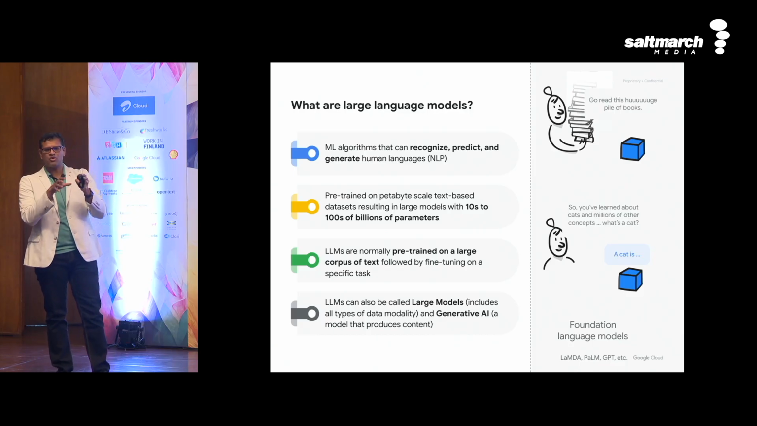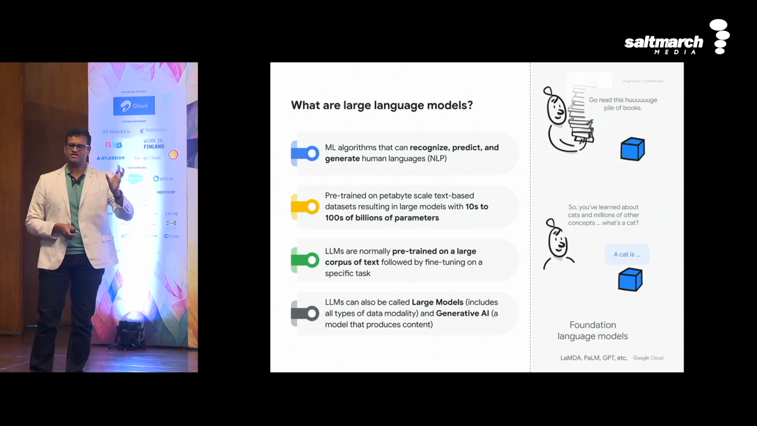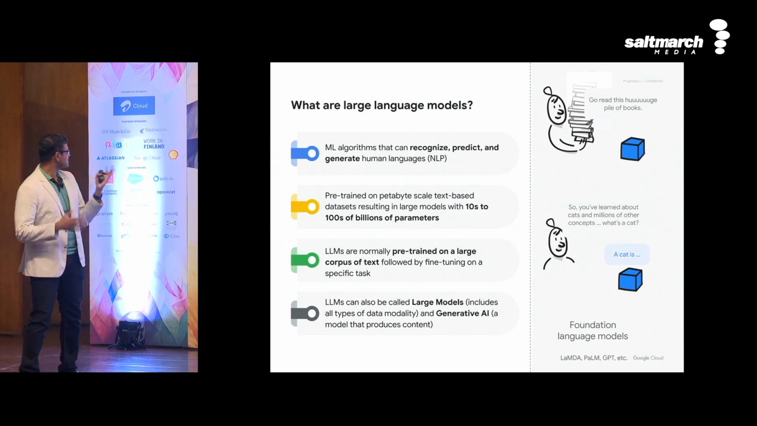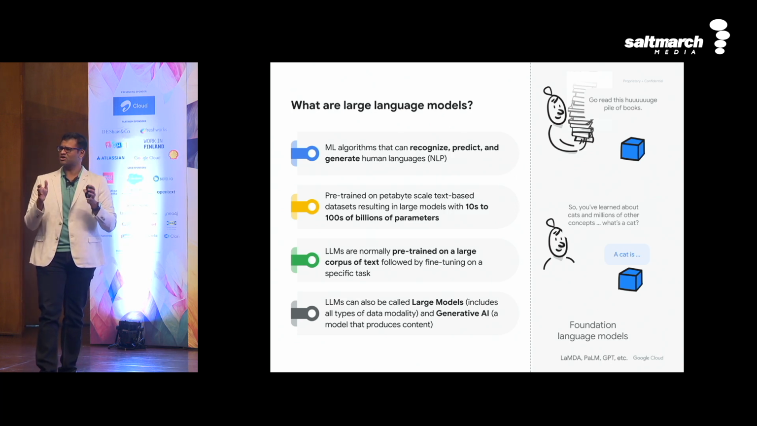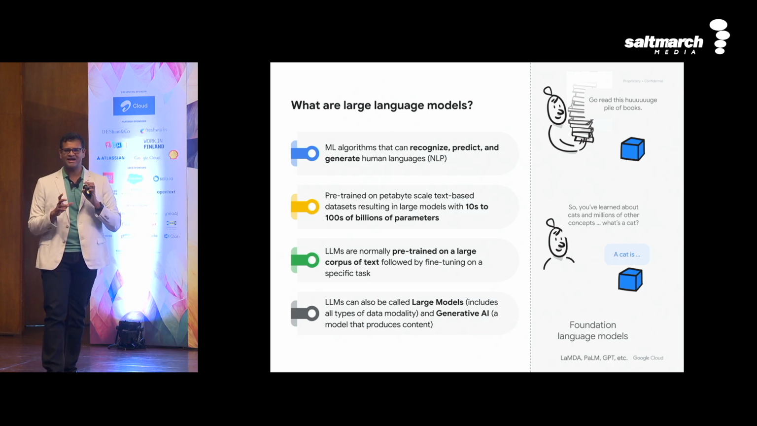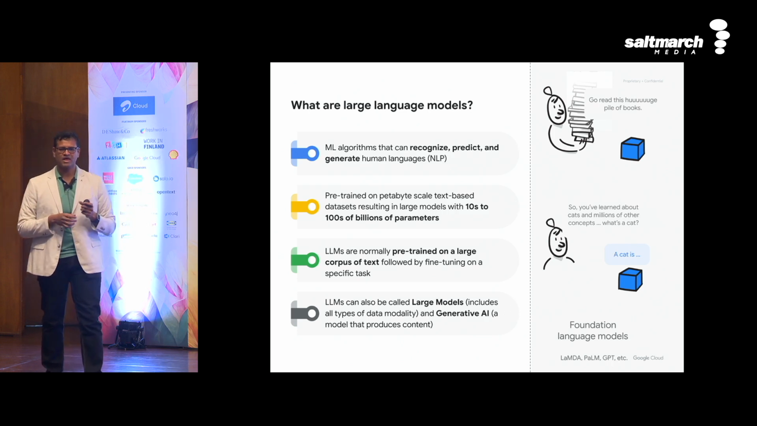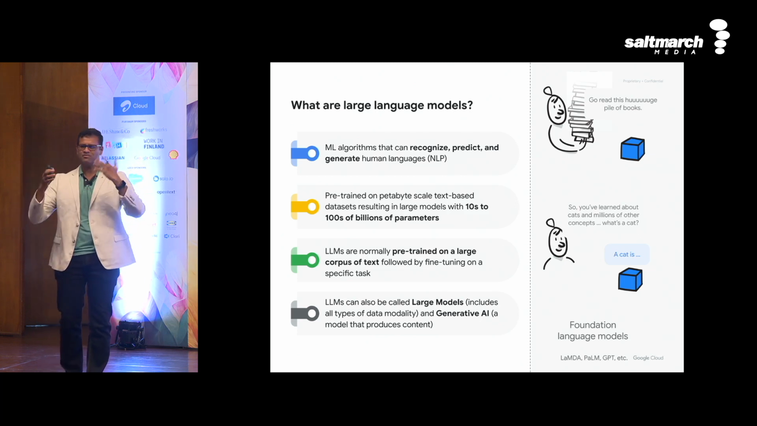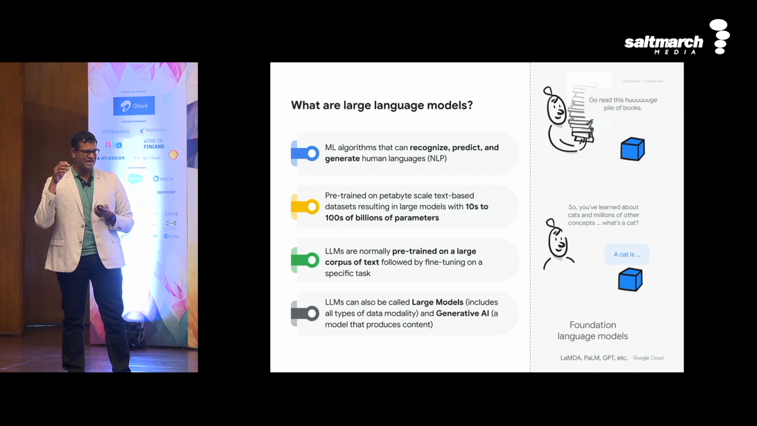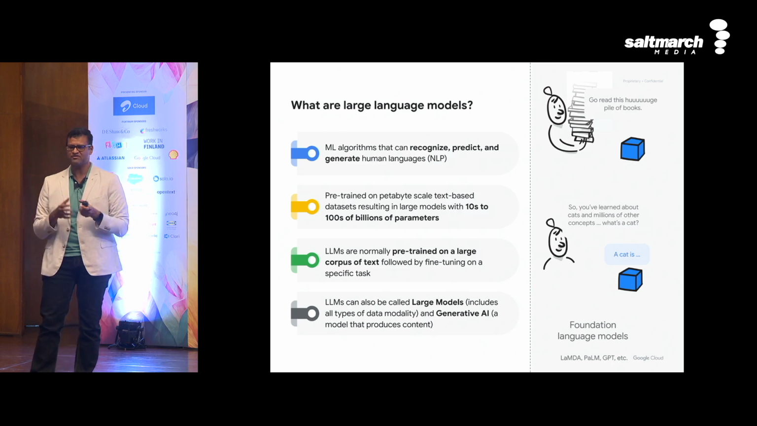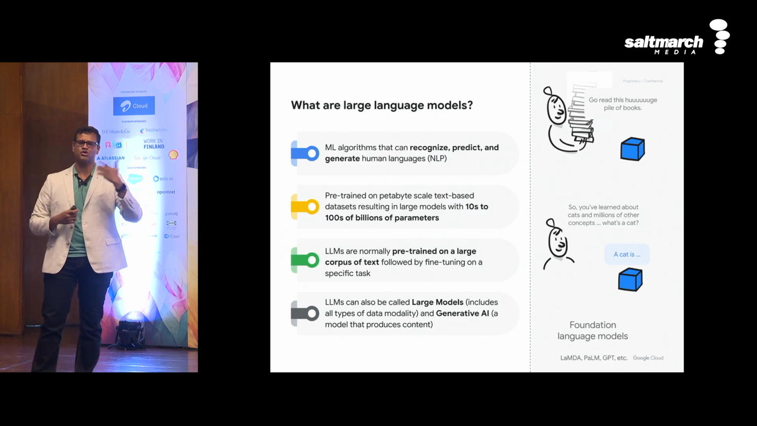With that, let's go into a little more detail to understand exactly what these large language models are. Essentially, these are ML algorithms which fall in the domain of natural language processing, NLP. Right? They can recognize, predict, and generate human languages. These are pre-trained on petabyte-scale data, massive amounts of data, and end up being really huge. What is very interesting about these models is that this text is not labeled, as I said before, right? They are not labeled in any way. So these models are able to understand human language based on this data.